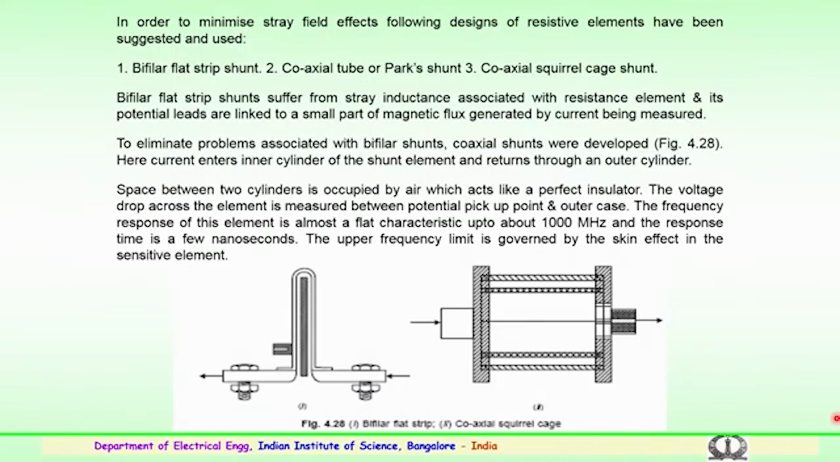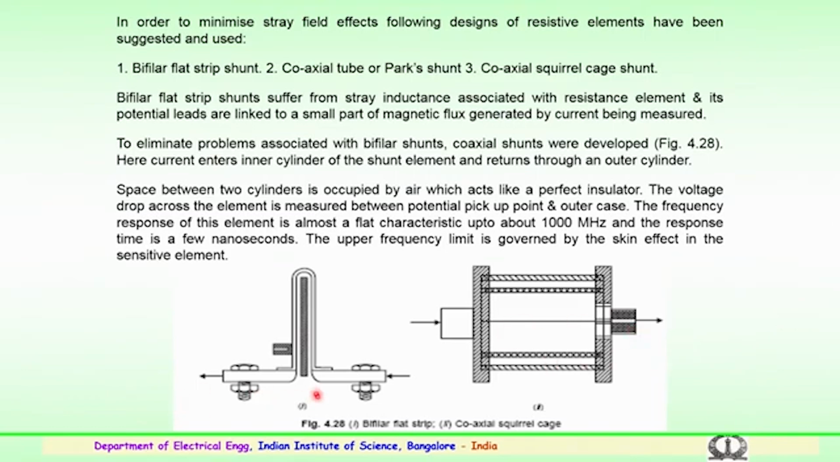So, in order to minimize the stray field effects, some of the designs are shown here: this is the bifilar flat type of strip, and this is the coaxial type of arrangement, or a squirrel cage arrangement. These designs are used as resistive elements, that is, current shunts. These are different shunts: a bifilar type strip current shunt, a coaxial tube or Park shunt, or a coaxial squirrel cage shunt.